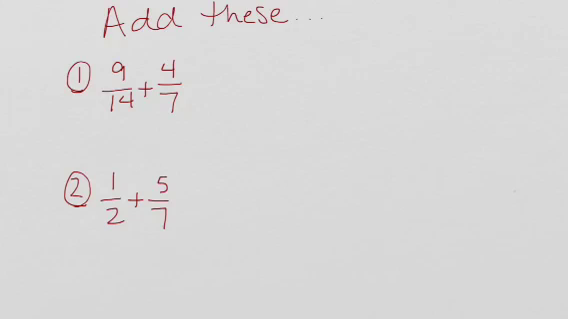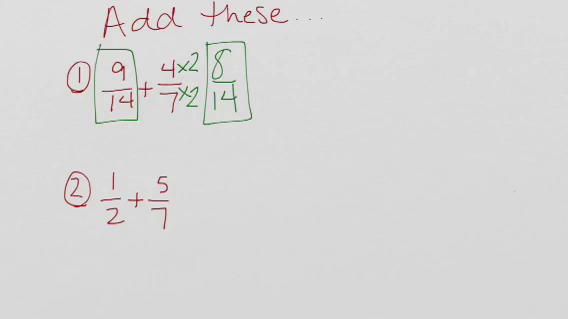Alright, so hopefully when you looked at number 1, you looked at 14 and 7, and you listed your multiples of 14, your multiples of 7, and you realized that the least common multiple of the two is 14. So the good news is 9/14, I don't have to do anything to. It's already a 14. So now I just have to convert this fraction. So 7 times 2 is 14, so I should have done the same at the top. We should have gotten 8/14.